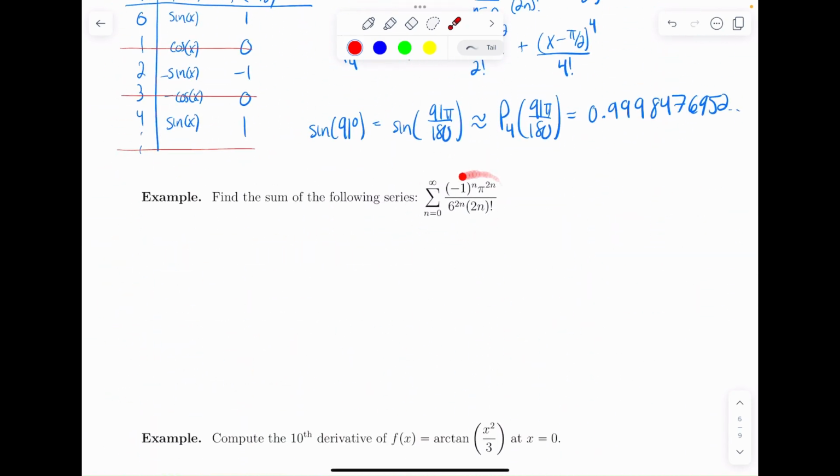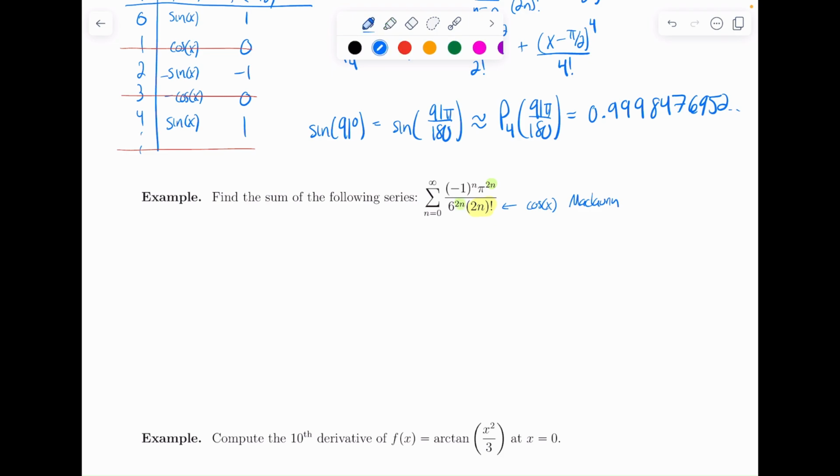Here my series is a little more complicated though. For example, here I have negative 1 to the n, pi to the 2n, 6 to the 2n, 2n factorial. Although this looks complicated, seeing that 2n factorial in the bottom screams cosine Maclaurin to me. That's what that says to me. This is cosine Maclaurin. So because of that, I'm inclined to try to view this as a cosine power series evaluated at some point. And I can see, indeed, I see those two n's hiding in those powers.